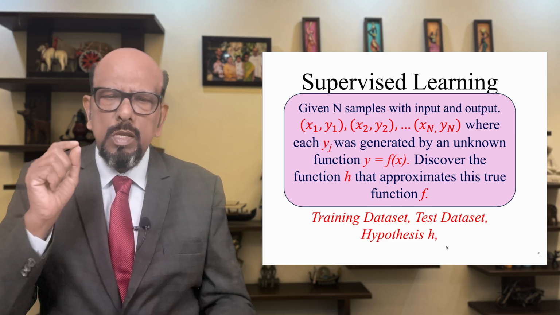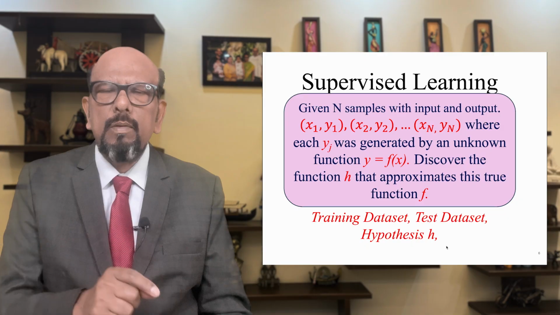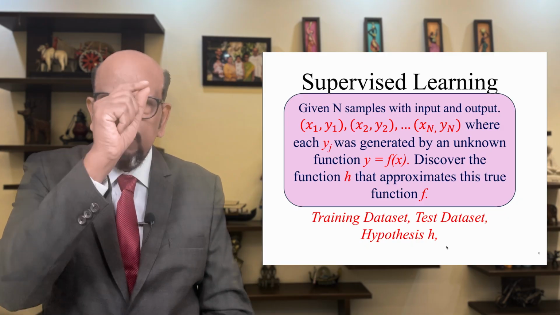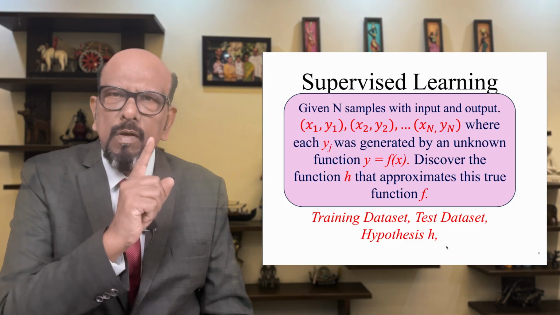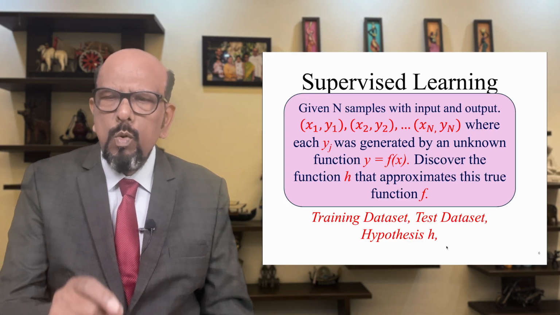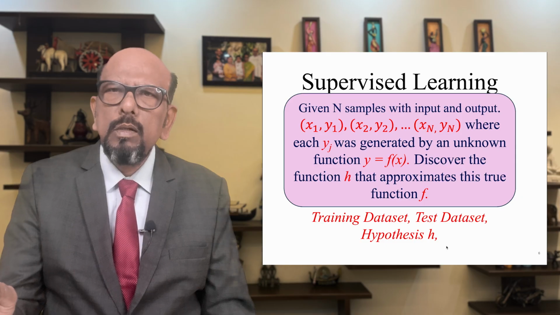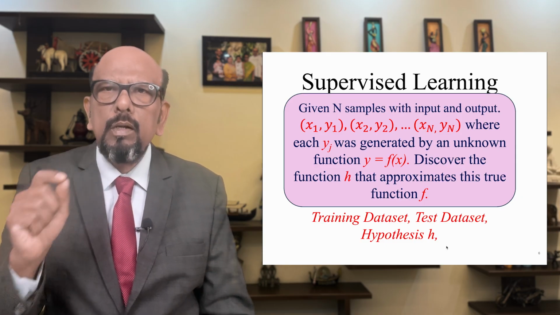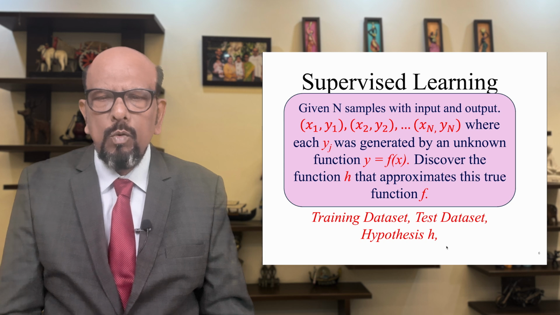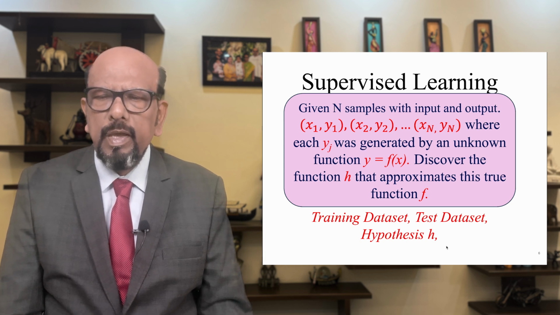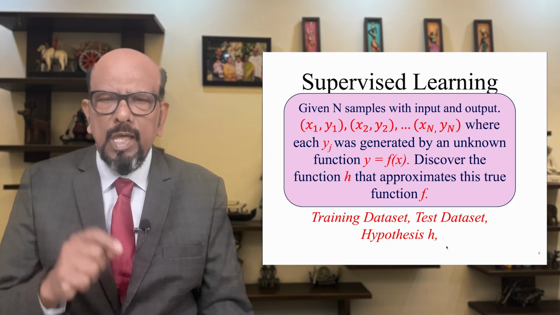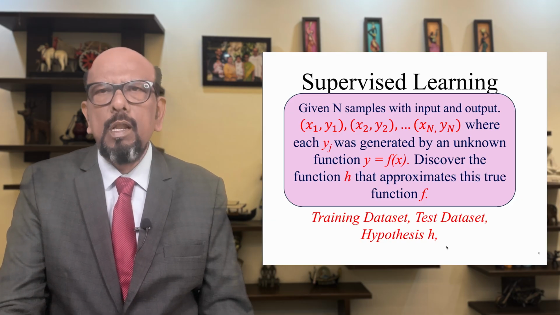Similarly, X1 is a vector: X11, X12, X13, X1D. So, all the medical parameters of the first patient. X2, Y2, X3, Y3, Xn, Yn. So, if they are given, you will have to build a function, a generalized function y equal to f of x. So, you discover the hypothesis. So, that is called supervised learning.